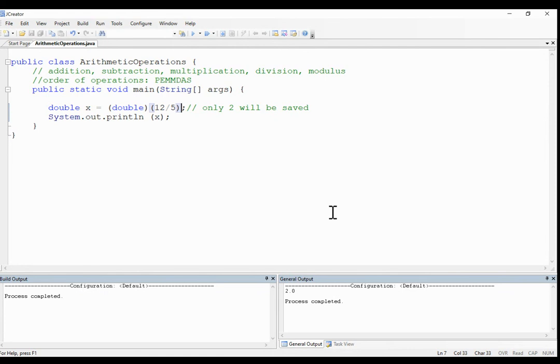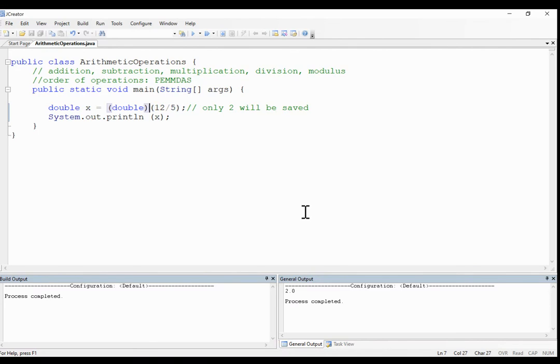Okay, if you put the parentheses, that means Java will process the division first, then cast it to double. Okay, now what about the order of operation? Is there any order of operation? Yes, the good news is it's the same thing as in algebra, what you learned in algebra. So using PEMDAS as an example, PEMDAS means the parentheses come first, then exponent, multiplication, division, addition, and subtraction.